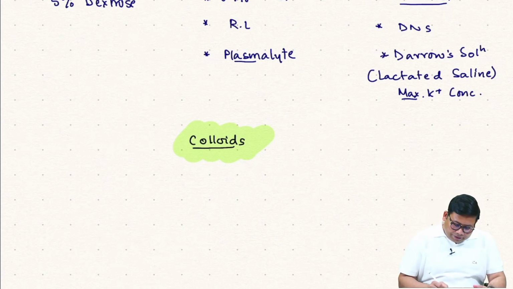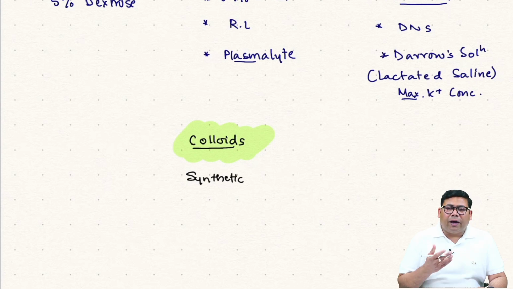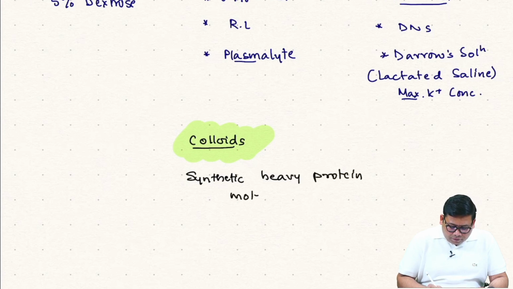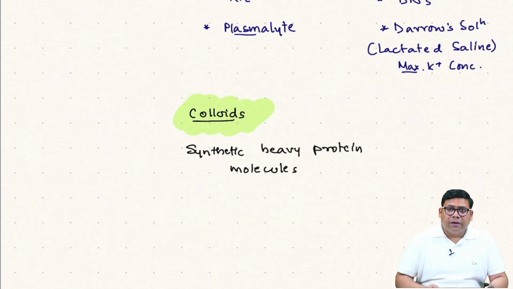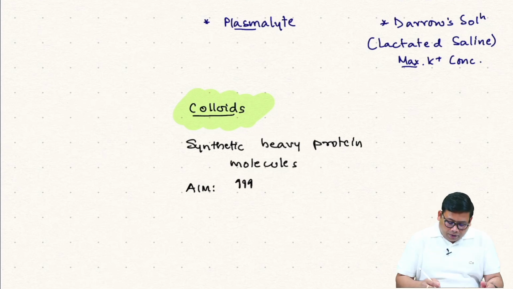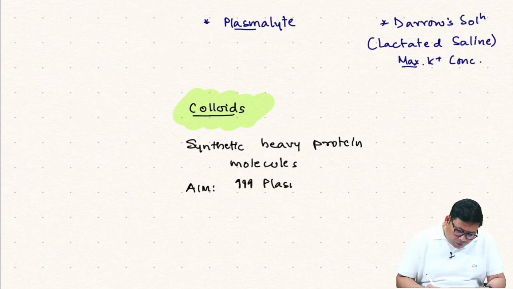What are colloids? They are synthetic, bioengineered or biostructured, synthetic heavy protein molecules. And what will happen with these heavy protein molecules, students? Their aim is to increase the crowd. And how will they increase the crowd? By increasing the plasma oncotic pressure.